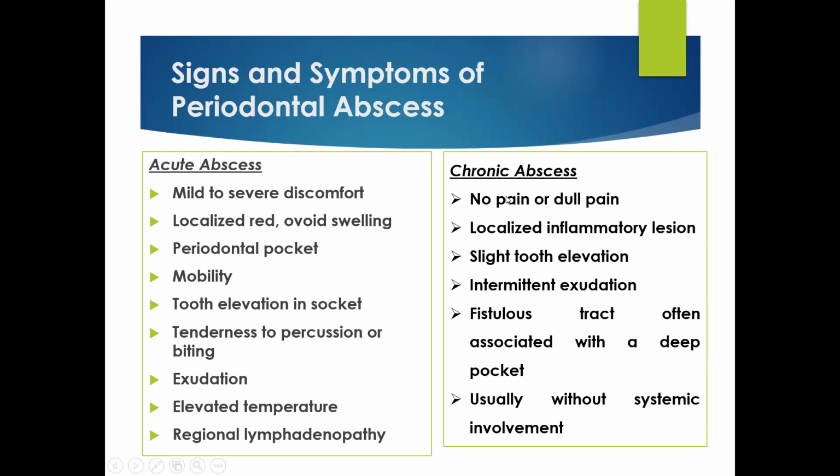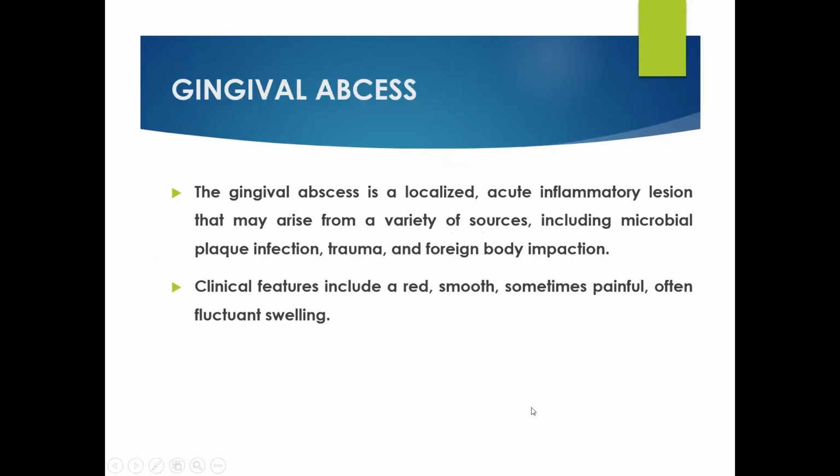However, in chronic abscess, there is no pain or there is a dull pain. There is a localized lesion with slight tooth elevation, and intermittent exudation that the patient will complain of. Pus oozes out and then it stops, and then again it oozes out. There may be a fistula which is draining the abscess, leading to a chronic abscess, and there is no systemic involvement.